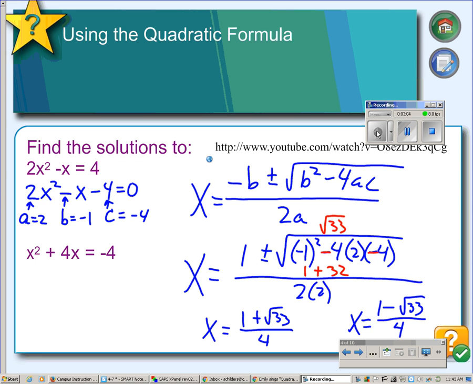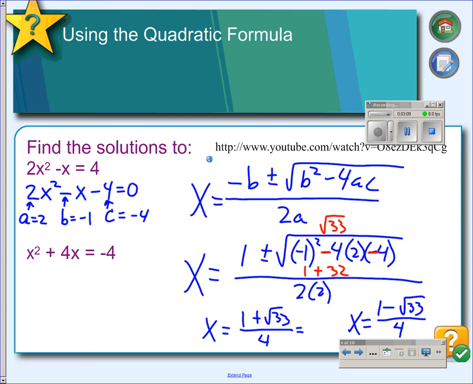So if you wanted to put these into decimal form, you can put that in your calculator. This first one comes out to 1.69, and the second one comes out to -1.19.